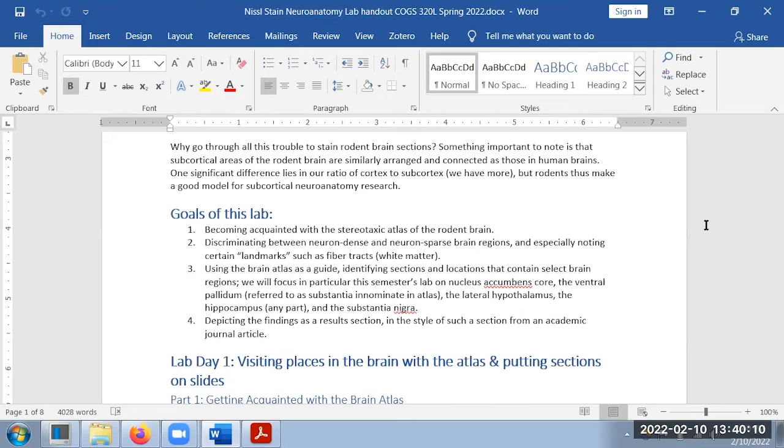And depicting the findings as a results section in the style of such a section from an academic journal article. This isn't going to be something that's painstakingly, carefully crafted. This is just getting you into the mindset of, oh, how do I want to make this figure look, and how do I make it look at least decent, if not good? So again, I'm not going to be super demanding about that aspect of it, but I still want you to take what you see in those pictures and maybe put drawings around the area of interest, and figure out how you want to label it in a clean way. This is definitely something that having experience with the image editing lab in the previous weeks will have primed you for, so you can jump right into it when you're ready.